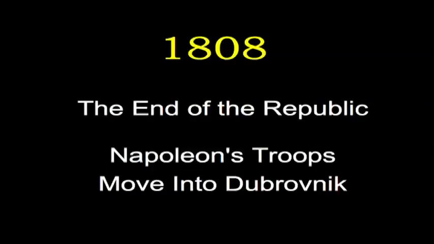Then, in 1808, this republic, with all of its government, laws, and history, came to an end. Napoleon's troops, as part of his invasion of European countries, entered Dubrovnik, took over the city, and destroyed the Republic. Right after this happens, the shipping trade was completely destroyed. The shipbuilders on the islands and the farmers in the countryside were starving to death.